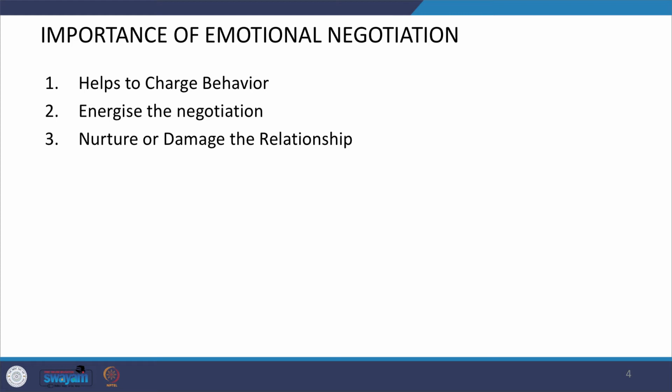So, this charge behavior, which is coming from here to here, depends on how you take it. If it is constructive, then definitely it will nurture the relationship, but when you use your energy to damage, that will be destructive. So, it becomes very important how you channelize your energy, and if you channelize your energy in a positive, constructive way, then definitely you will be nurturing this type of emotional negotiation, and your emotions will be charged towards reaching the bargaining zone.